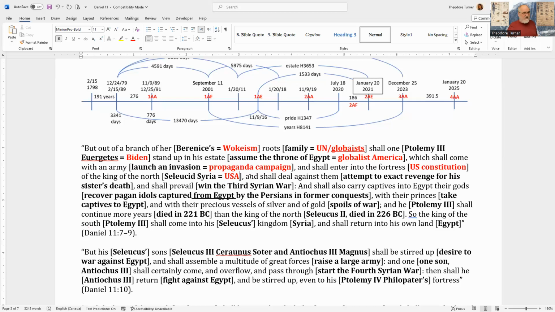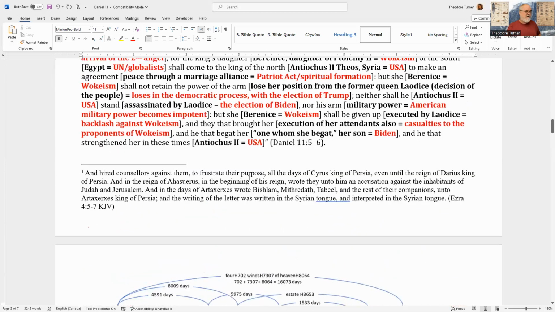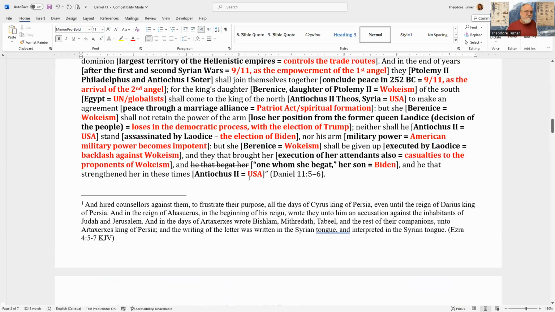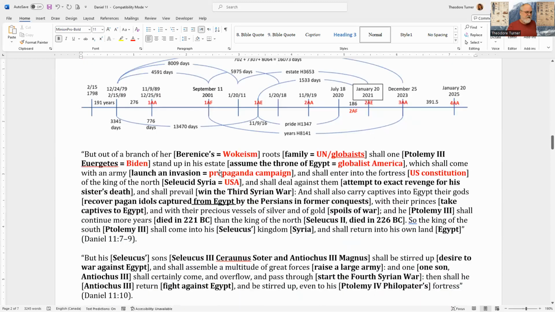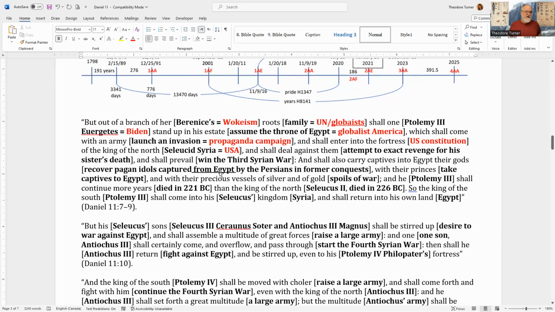Now, so he put Syria in here, and we would say Syria is, how do we put it? Yeah, so we just had it as USA. We discussed whether we should use some other term. We'll just say USA. It's the simplest. And shall deal against them, attempt to exact revenge for his sister's death.